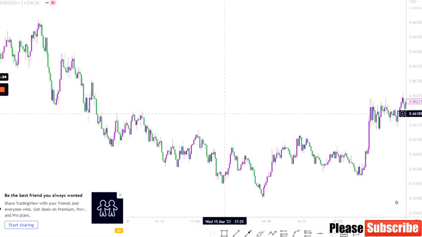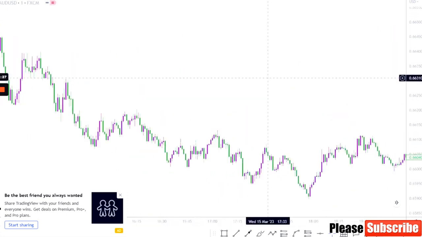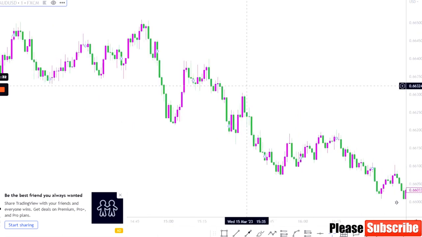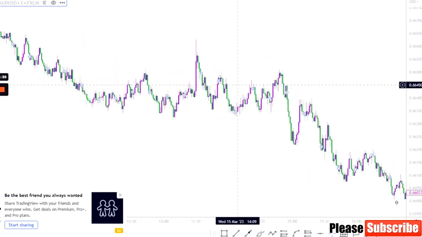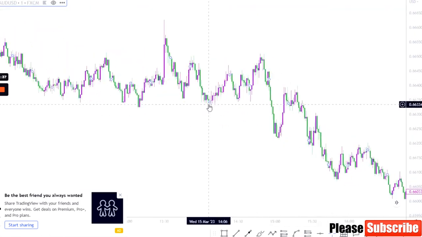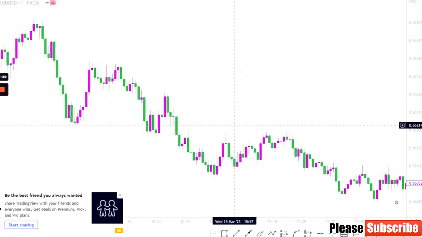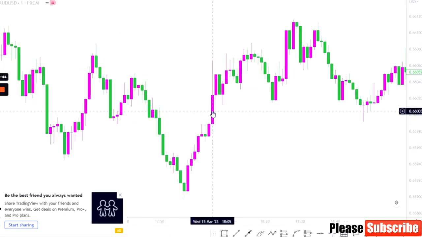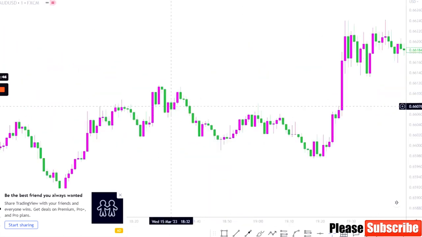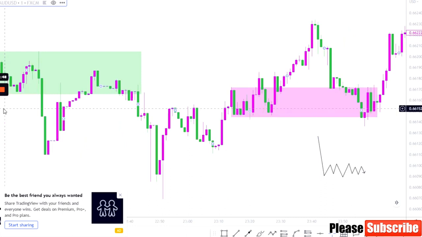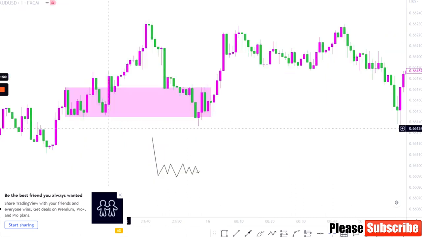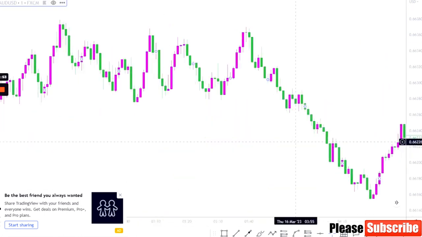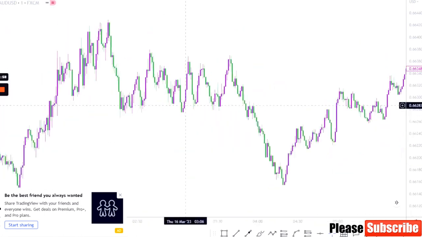Let me pick out another example. Practically, most times we have a drop base drop because there are a lot of continuation moves happening in the market. Let's pick another example from right here. Okay, trying to find a nice example. Let's go to the present. Let's pick a sell side example right here. All right.